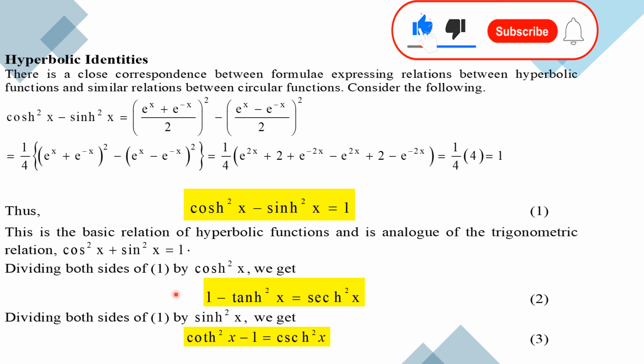Dividing both sides of this by cosh square x, we will have 1 minus tanh square x, since cosh square x is divided by cosh square x, and sinh square x divided by cosh square x becomes tanh square x. And 1 over cosh square x becomes sech square x. Similarly, we divide both sides by sinh square x, and we will get coth square x minus 1 equals cosech square x.